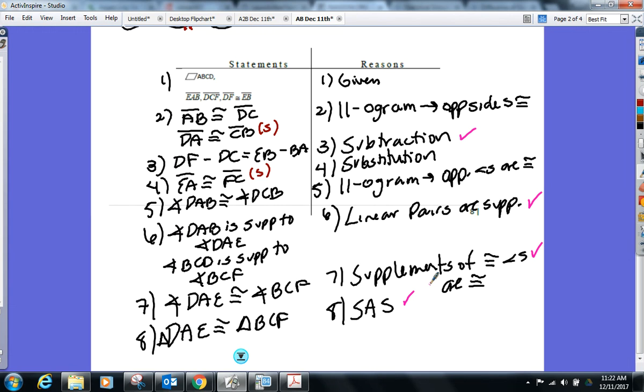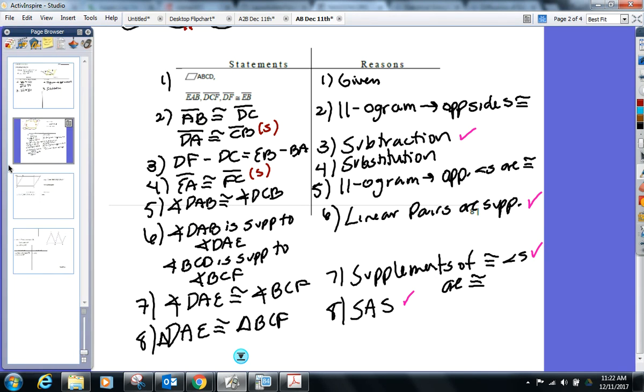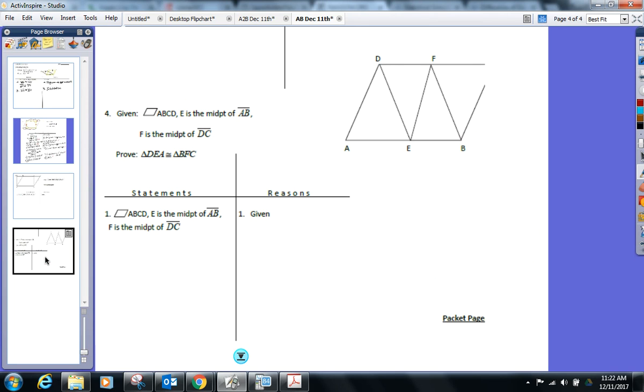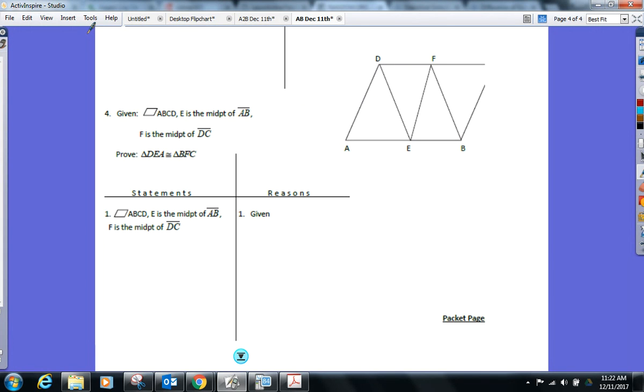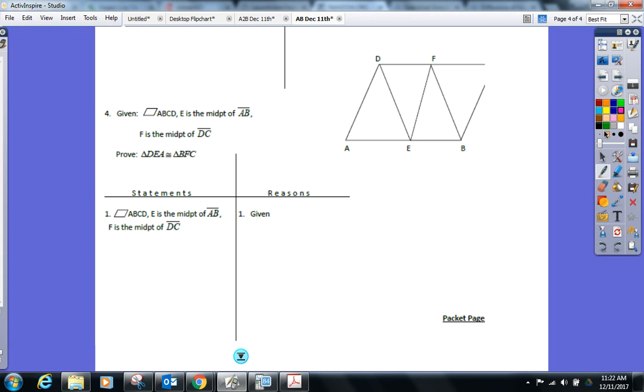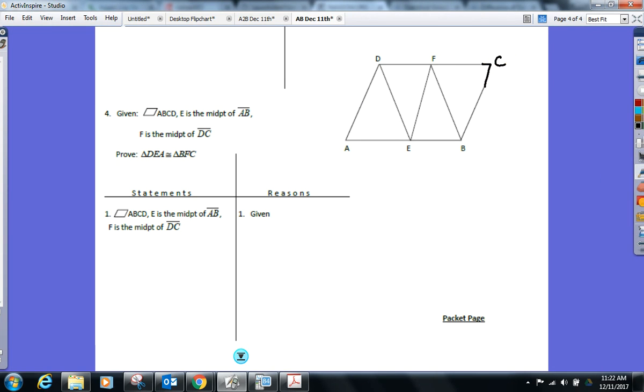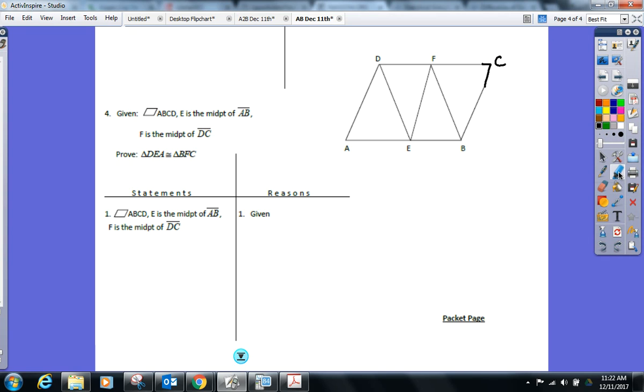I'm going to skip over 3 because I want to have you try one on your own. 4 is a little bit different, so I want to do 4 together right now. All right, let's do 4 together. My diagram got cut off. All right, let's do this.